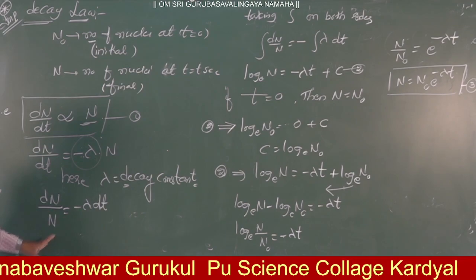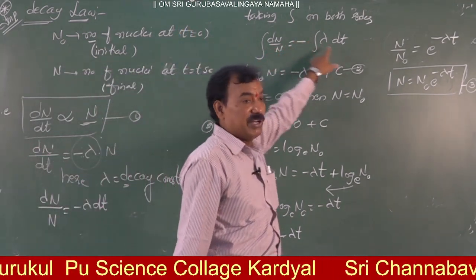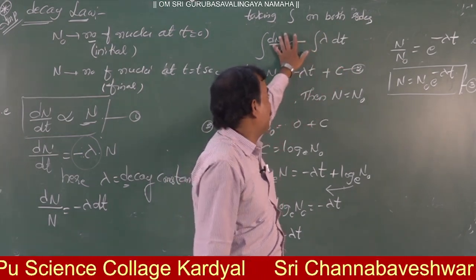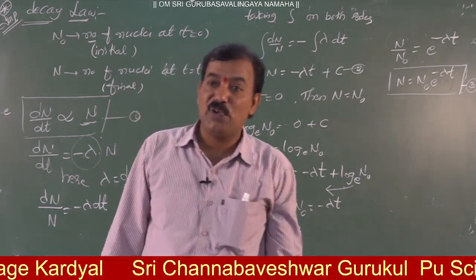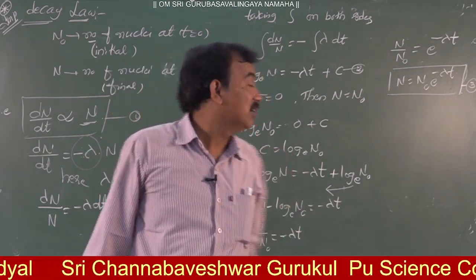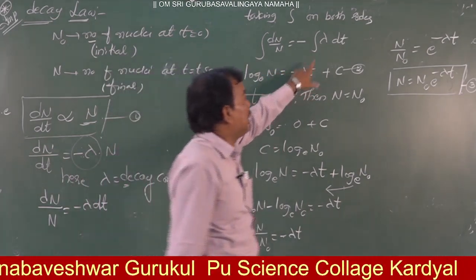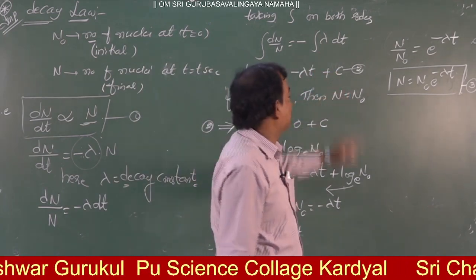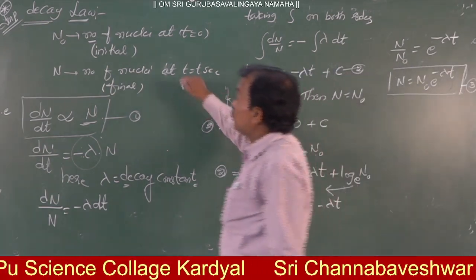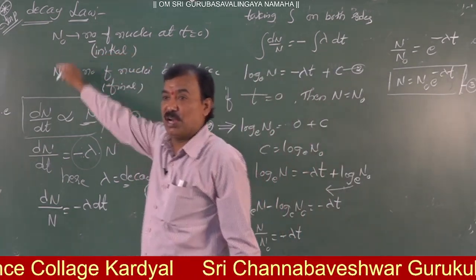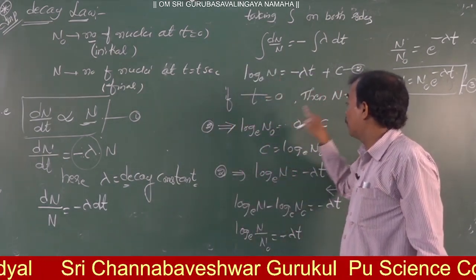Taking integration on both sides, the integration of dN by N is equal to minus the integration of lambda into dt. You already know these formulas: the integration of x dx is x square by 2, and the integration of 1 by x dx is log x. So log base e of N is equal to minus lambda into t plus C, where C is a constant. Suppose at time t equal to 0, the number of nuclei is N naught. Then log base e N naught is equal to 0 plus C.